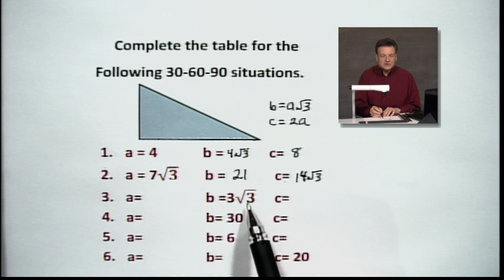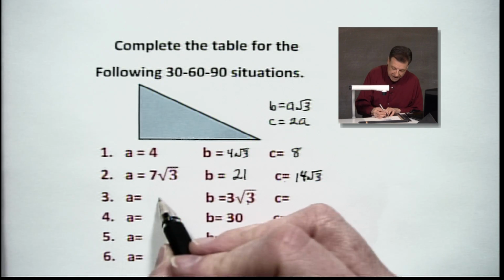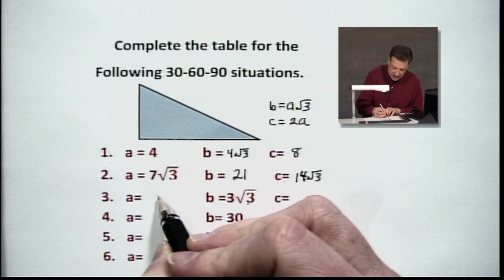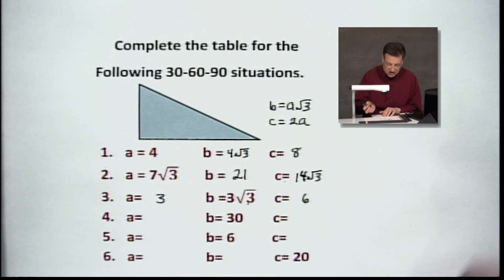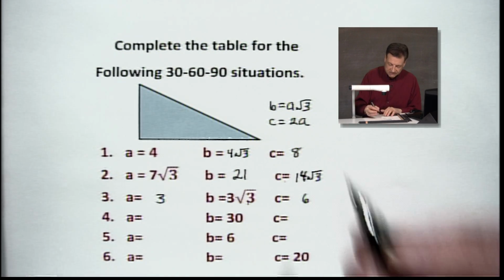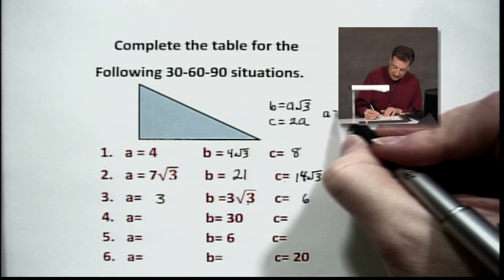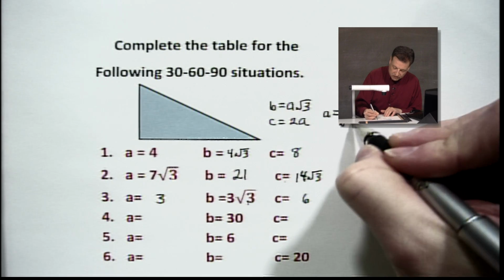Kick it here. Let's lose the square root of 3. We'll work backwards. Divide by the square root of 3, and oh my goodness, we're at 3. And we're at 6. Double it. That's quick. Here, divide and attach. Remember, A equals B divided by that square root of 3.